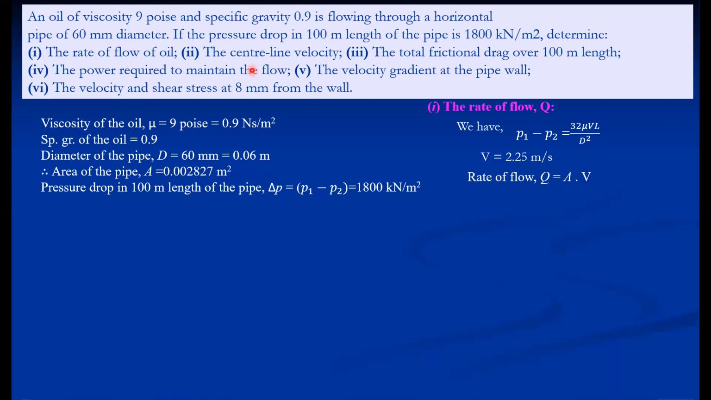That is the first answer. If we know the mean velocity, then we have to calculate the rate of flow. So Q is equal to area into velocity, and from that we can calculate the rate of flow. Secondly, the central line velocity is the maximum velocity.